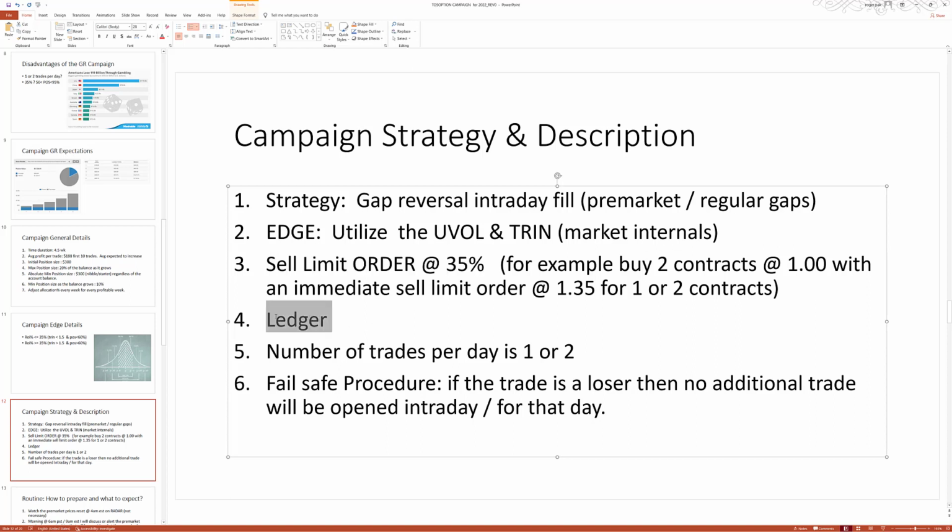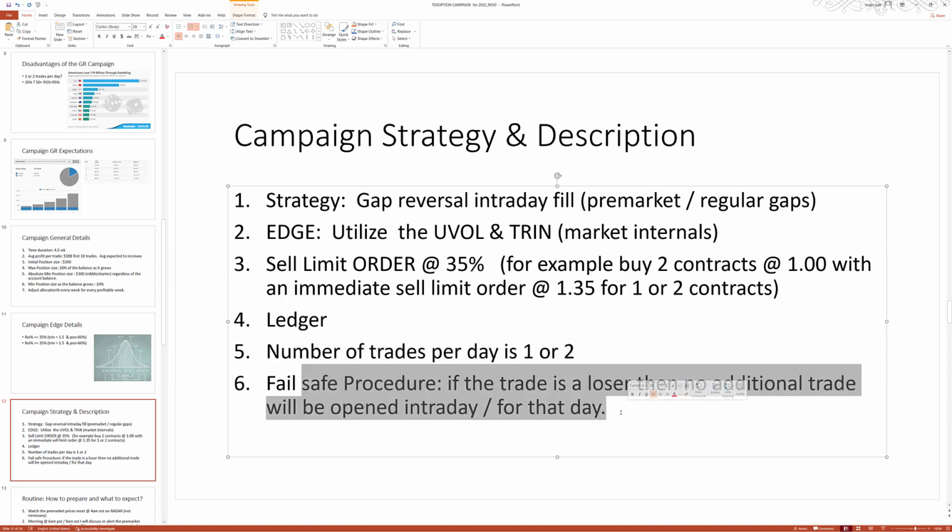I'm keeping a ledger at the end of each of these PowerPoints, and that's important to track so we can see how the campaign is going. Again, 1 or 2 trades per day. And if you do lose on one trade, don't worry. For example, if you lost today on one trade, then look for another gap tomorrow. There's going to be a lot.